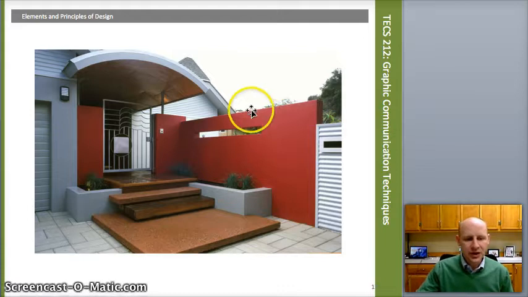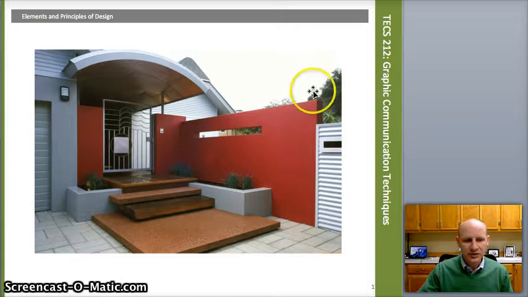Shapes: we have a variety of shapes, from rectangles and triangles to different shapes that are incorporated here. And then lastly, texture. We really have a variety of textures also, where this up here seems fairly smooth, but down here with the stone pad and stone wall, there's a rough texture. So we've used a lot of different textures.